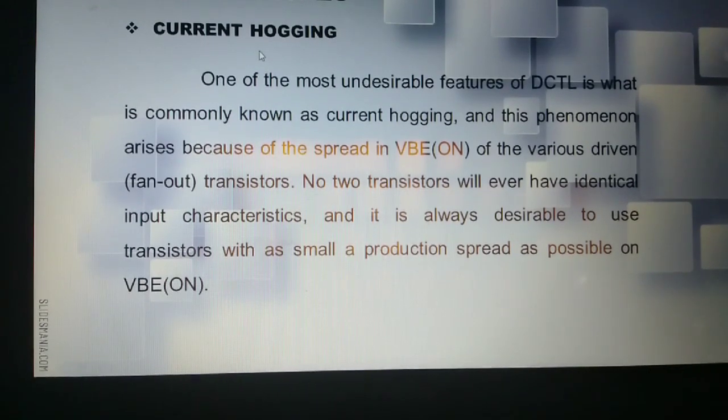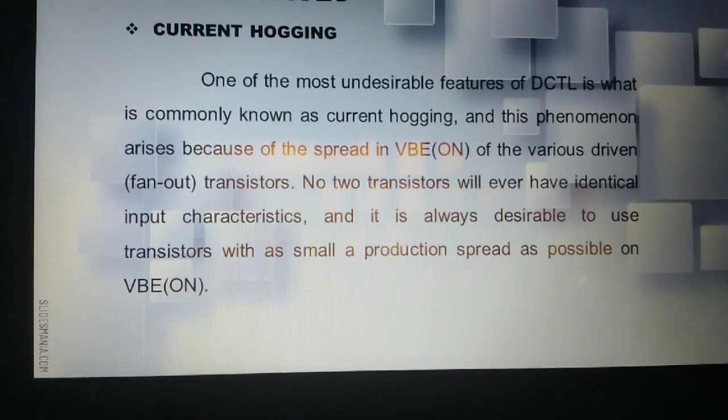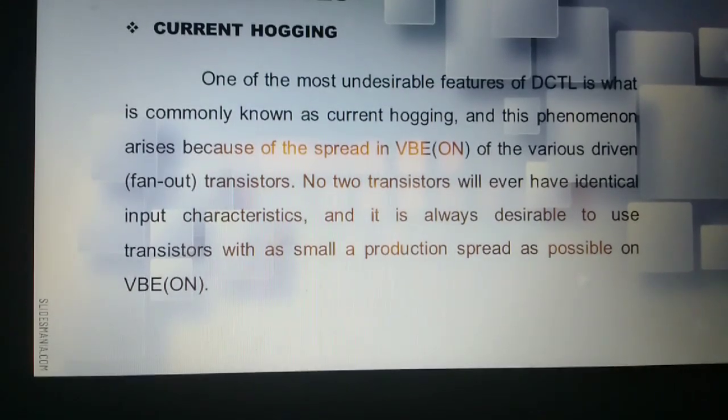Ito na yung current hogging. Ano nga bang current hogging? So, ang current hogging is a condition in which the largest fraction of the current passes through one of the several parallel logic circuits because it has a lower resistance than the others. So, nagkakaroon ng current hogging dahil nga, 'di ba yung DCTL is wala siyang resistor na nakakonekta sa base. Kaya yung current na pumapasok sa base is mataas.